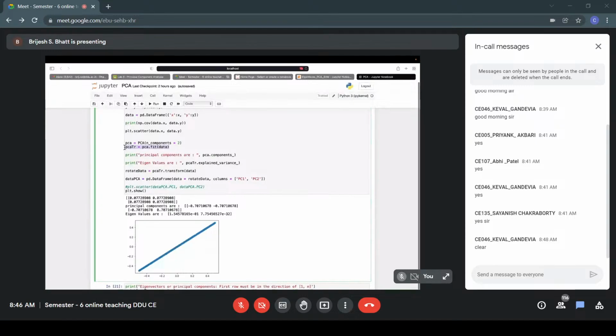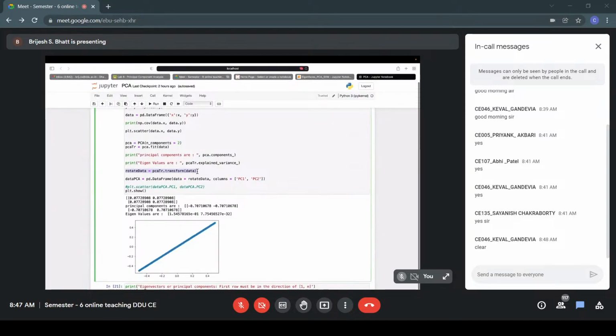And this is where we have printed the principal components and eigenvalues. Once the principal components and eigenvalues are found, we want to project our data on the principal component axis. That is called transform, PCA_TR.transform. So data will be lined up along the principal axis.